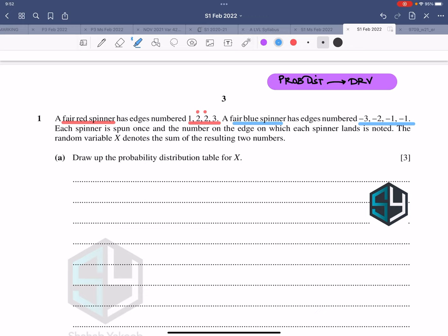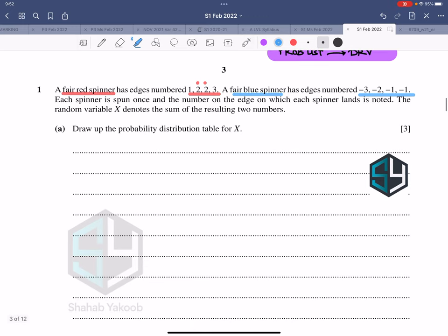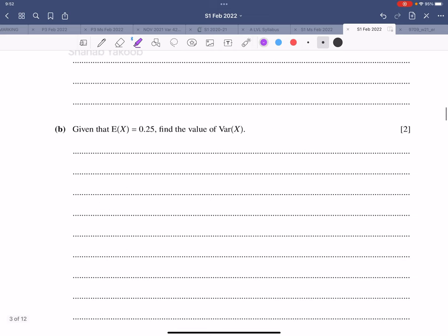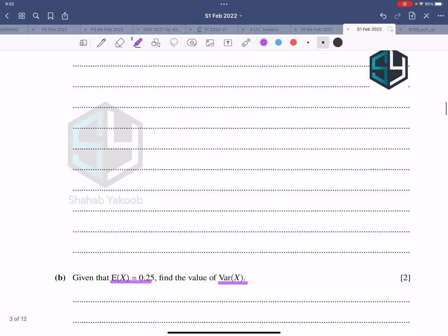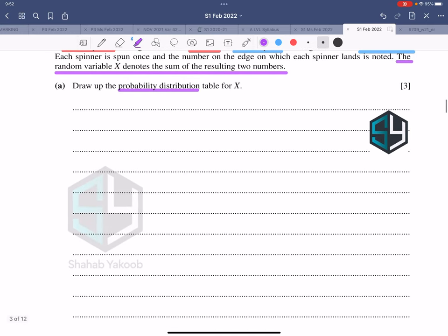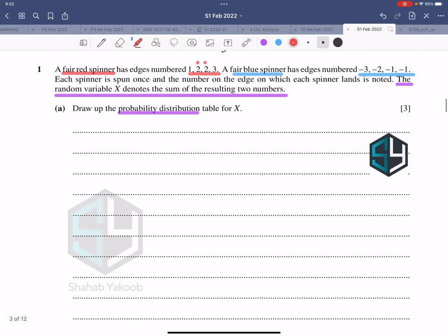And then it says each spinner is spun once. The number on the edge on which the spinner lands is noted. The random variable X denotes the sum of the resulting two numbers. Draw up the probability distribution table for X. And given that the expectation is this much, find the value of the variance of X. So it's a straightforward question. So let's first draw a sample space diagram.